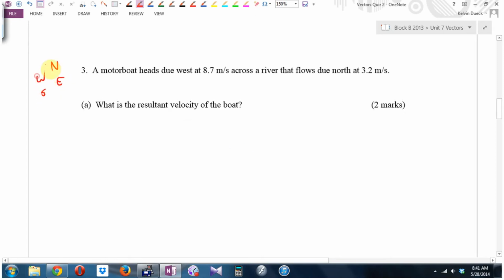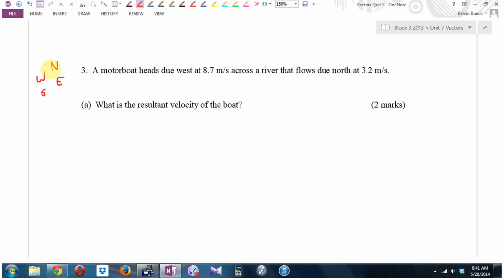I like number 3. By the way, Zach, as far as I'm concerned, this is the same question as an airplane with a crosswind. Boat with a current pushing it sideways, airplane with a crosswind pushing it sideways. It's the same physics.